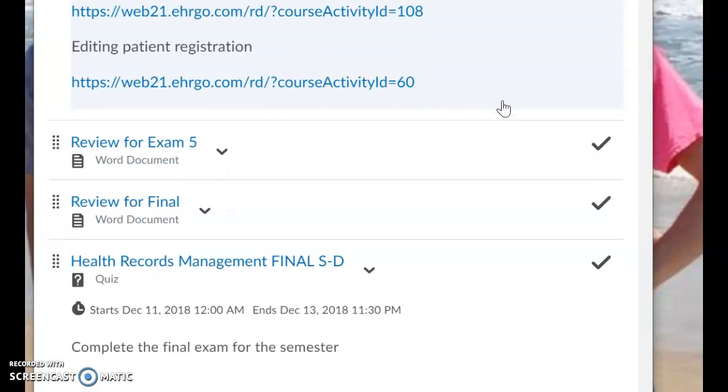And then we have a review for exam 5. And then you can look ahead for next week, which we have review for the final, and a health records management final will be taken next week.